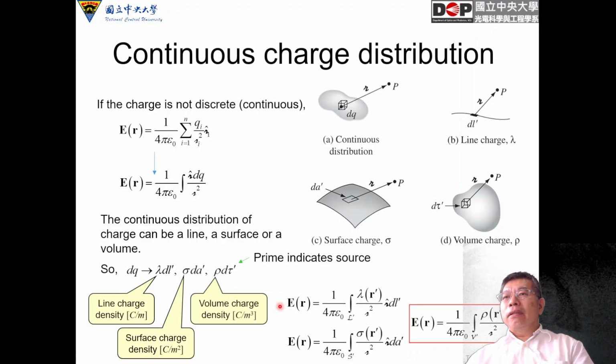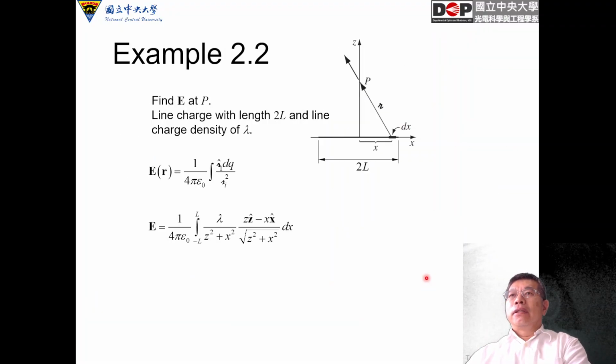All right then. So by that, we can write our electric field by just replacing dq, depending on the geometry, with lambda as a function of r prime, which is the distribution of the charge in the source space. And r, of course, is from the source to the observation point. So the dl prime, that's it. That's the idea. Now the same thing applies for the surface charge and the volume charge.